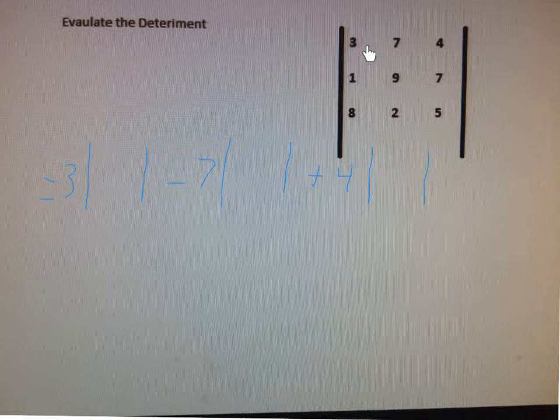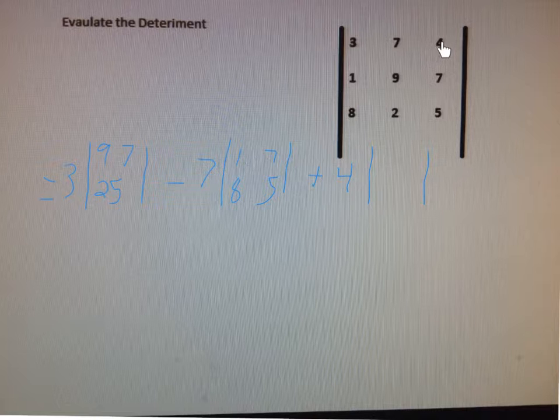Well, if you look at this 3, it's in the top row and left column, and that would leave these 4 numbers here out. That's what belongs in this determinant. And so that'll be 9, 7, and 2, and 5. Now you do the same thing for the next number, the 7. It's still in the top row, but the middle column, and you'd leave out these 4 numbers here, 1, 8, and 7, 5. So 1 and 8 and 7 and 5.